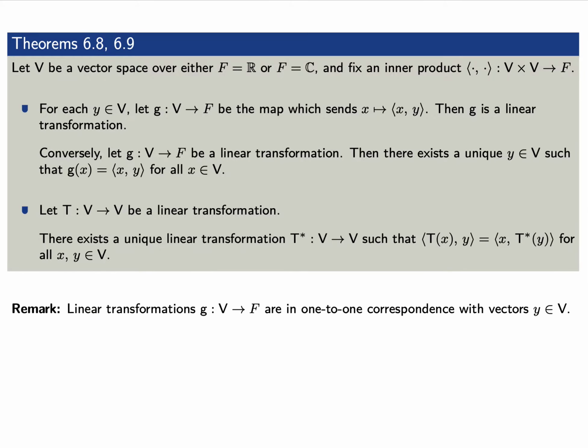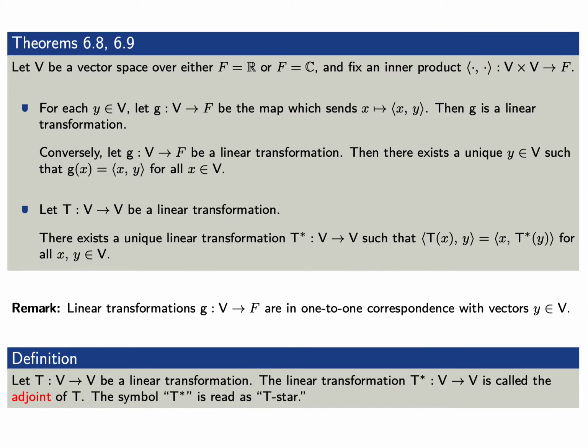First, the first statement states that linear transformations G from the vector space V to the scalars are in one-to-one correspondence with vectors y in V. Second, we'll use the second property to write down a definition. Say that T is a linear transformation from V to itself. The linear transformation T star is called the adjoint of T.